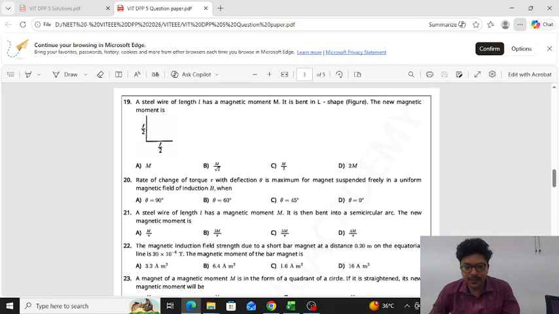Next question, question number 19. A steel wire of length L has a magnetic moment M. It is bent in L shape. The new magnetic moment is?